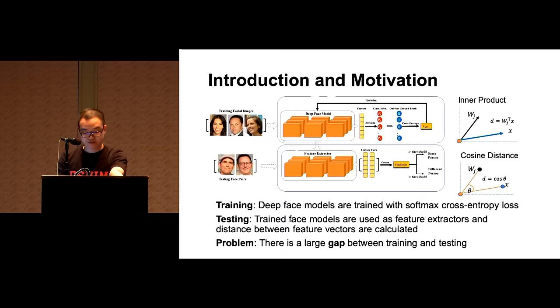Here's the face recognition pipeline. Models are trained with softmax loss and inner products during training. However, during testing, we want to use angular distance to determine similarities between face images. So there is a large gap between inner product in training and cosine similarity in testing.